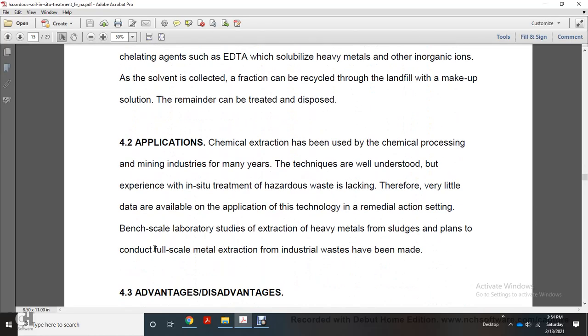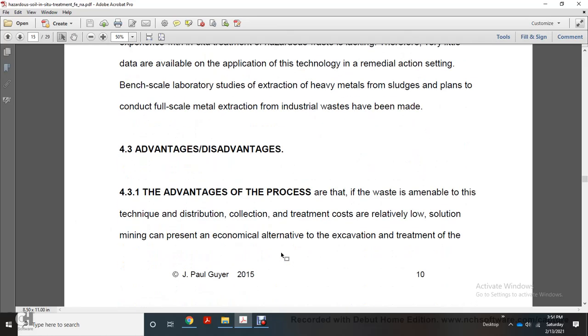Application: chemical extraction has been used in the chemical process and mining industries for many years. The techniques are well understood, but experience with in situ treatment of waste is lacking, so very little data is available. Application technology, remedial action setting, bench scale laboratory studies, extraction of heavy metals from sludge, and plans to conduct full scale metal extraction of industrial waste have been made.